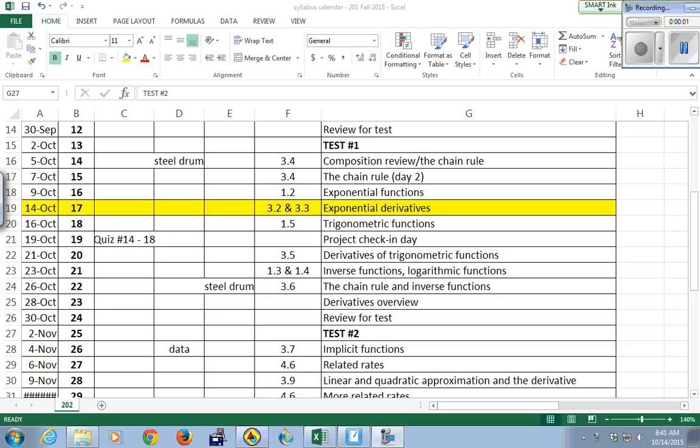We're going to talk about exponential derivatives today. Friday, we're going to review trig functions. Monday, I'll give you your next take-home quiz, and you'll have a project check-in day for the drum roll project.